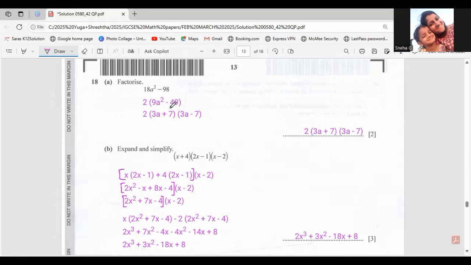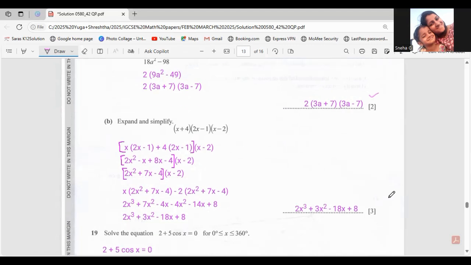Next is a factorize question: 18a square minus 98. I first take 2 as a common factor. What is put in the brackets is 9a square minus 49. 9 is a square of 3, 49 is a square of 7. So with the formula a square minus b square is equal to (a plus b)(a minus b), we get 3a plus 7 and 3a minus 7. So this is the complete factorization of the given expression.